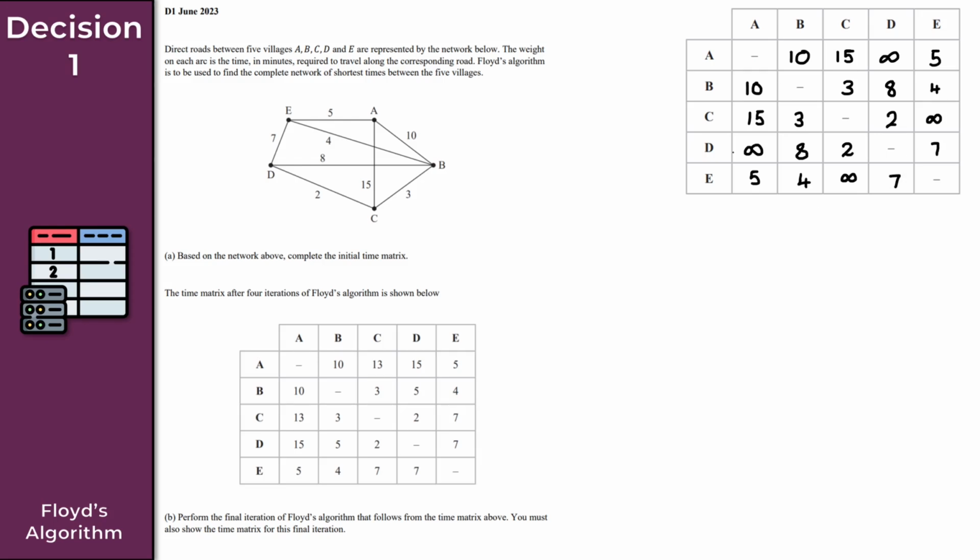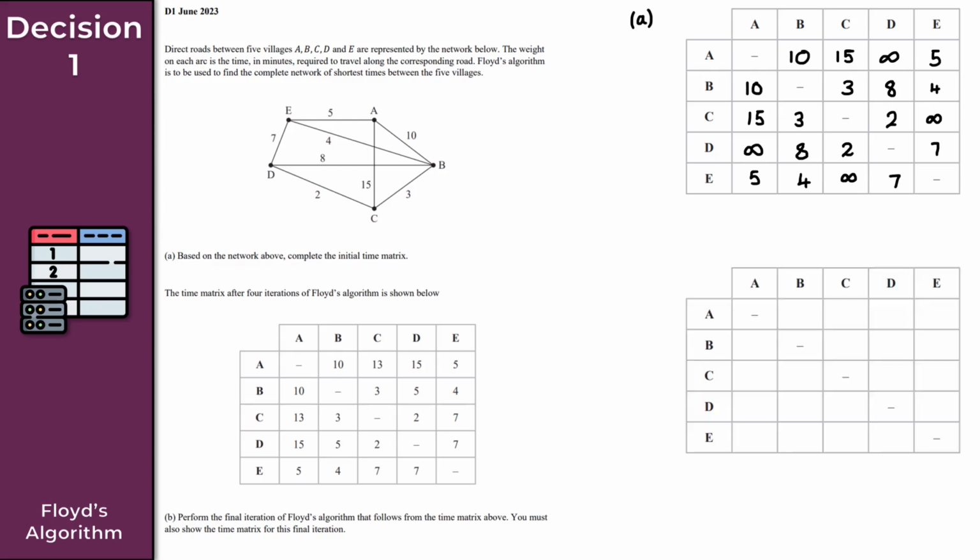Perfect. So this here is for part A, right? What this gives us is a solution to the initial time matrix. And now for the final part of this question, part B, what we're told is the time matrix after 4 iterations of Floyd's algorithm is shown below. So that's this matrix here, right? Now for part B, all we want to do is just perform the final iteration of Floyd's algorithm that follows from this time matrix above. And we must also show the time matrix for the final iteration.